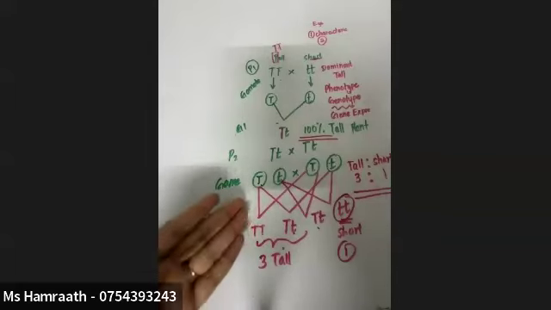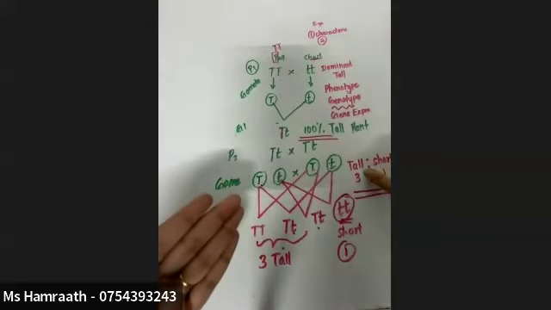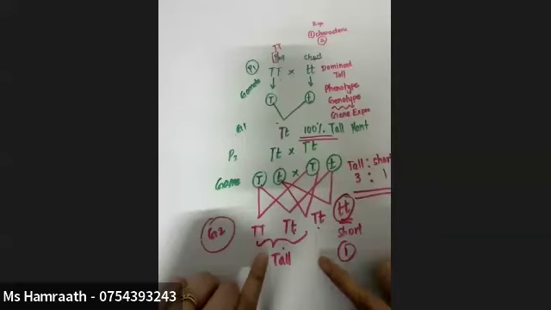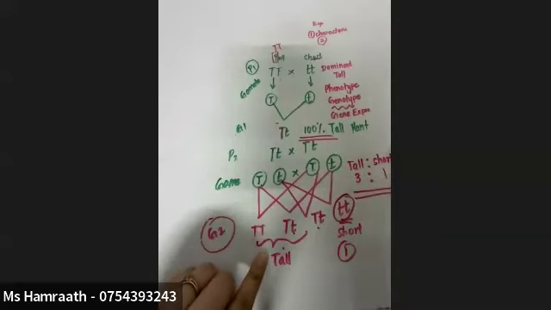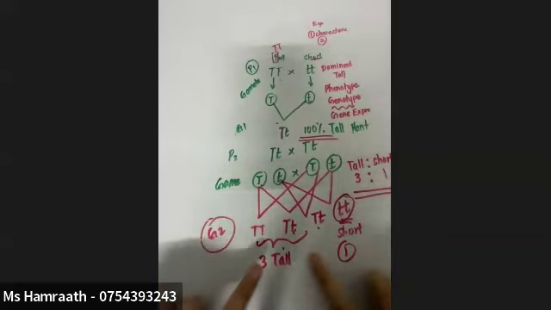Now, according to the phenotype in generation 2, what can you see? What are the characteristics you can see? Tall and short. How many tall plants have been produced? 3. How many short plants have been produced? 1. So genotype means gene expression. Gene expression means, look at the gene expression.